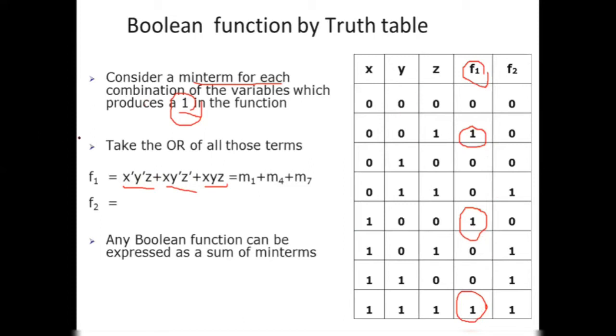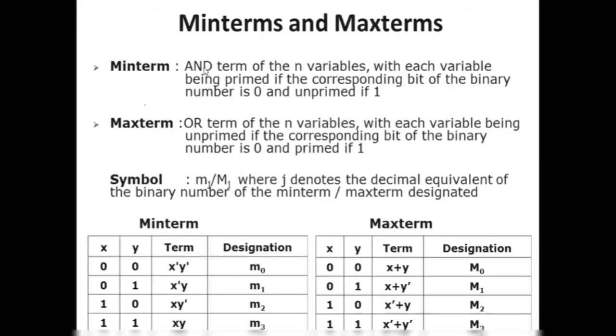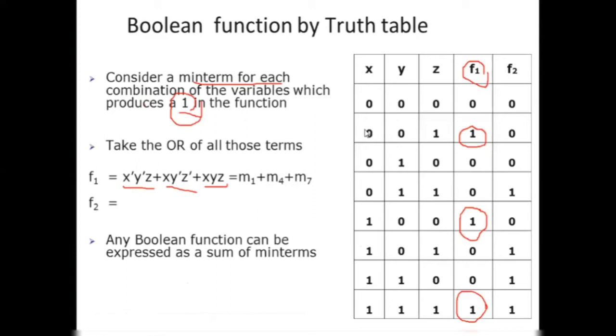M1 plus M4 plus M7. Okay. M1, M4, M7. So this corresponds to M1, this corresponds to M4, and M7. These are the min terms. A min term is the AND term of n variables, with each variable being primed if the corresponding bit is 0 and unprimed if it's 1. So here, these are 0, so you prime those two variables, and z is 1 so you don't prime that variable.